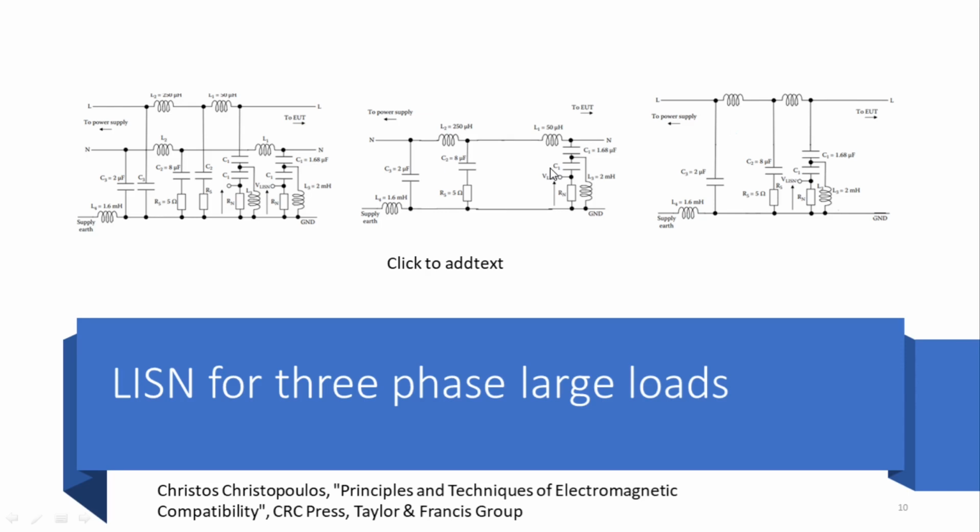Capacitors C1 are a DC block to protect the measuring instrument from overload, and L3, which is here, if you notice, this is L1, L2, this is L4, this is C1. Both of these are DC blocking. And L3 is here.